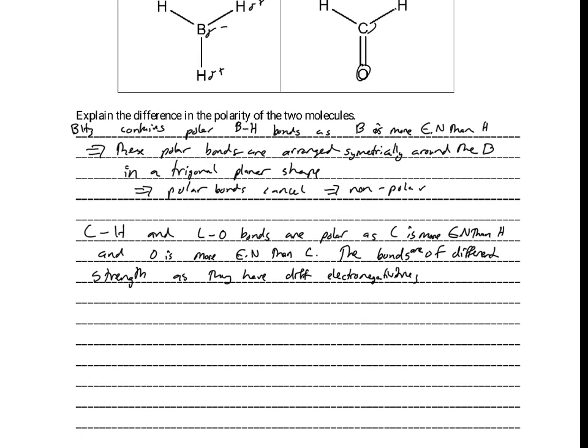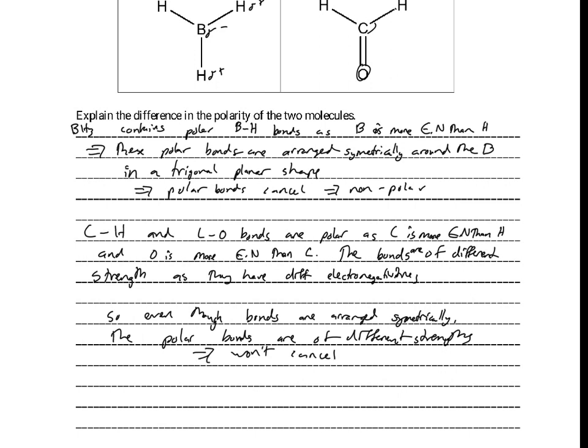Okay, and this is where language escapes some people. This is actually a symmetrical molecule, or the polar bonds are arranged symmetrically because there's three of them. They're spread around with angles of 120 degrees. So even though the bonds are arranged symmetrically, the polar bonds are of different strengths. And therefore won't cancel. And the molecule is polar.